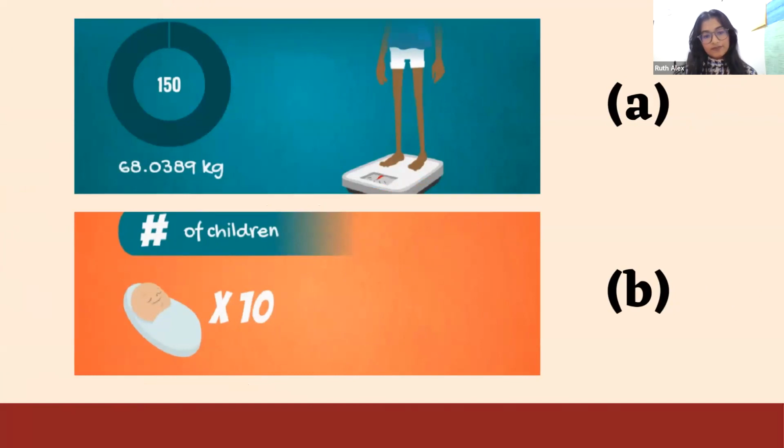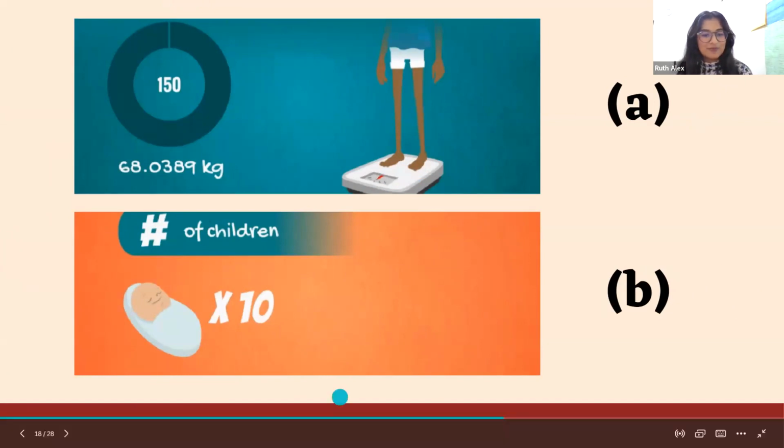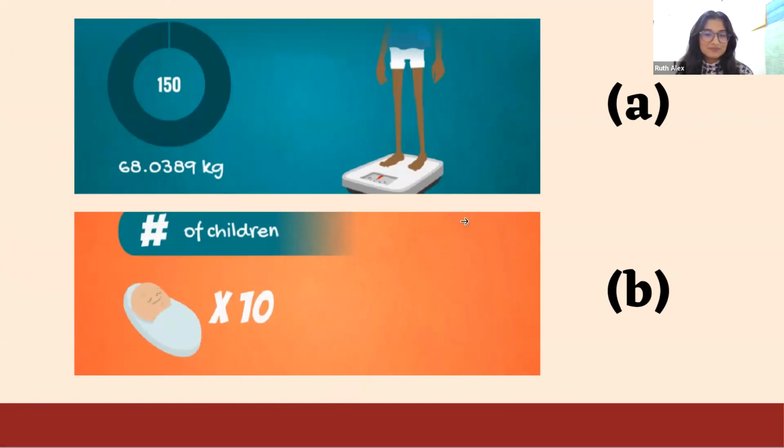So I have an activity for you. I would like this to be a very interactive session. I have two pictures here, picture A and picture B. I want you to tell me which of these is a discrete variable and which of these is a continuous variable. You can put it down in the chat box. I'll give you a few minutes. Okay, I have one answer. Would anybody else like to answer?